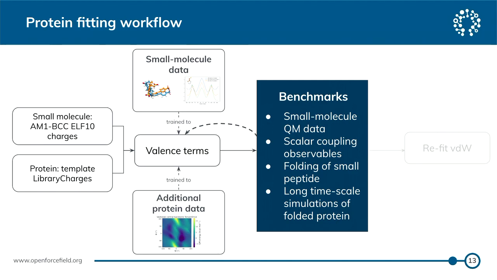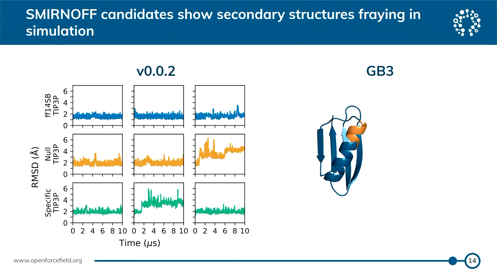So just for a brief summary of what's going on and why we're stuck, probably the shortest way to explain this is that our Sage force field candidates have some issues with secondary structure. So one of the key benchmarks that we run is just to simulate a folded protein in water on a long timescale simulation. And the idea is just to check that the protein remains stable and nothing too terrible happens. So using AMBER 14SB as a reference, that does fine with this GB3 protein.